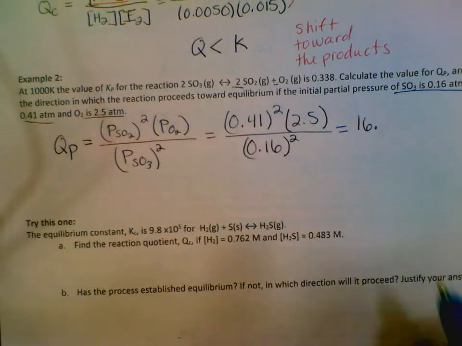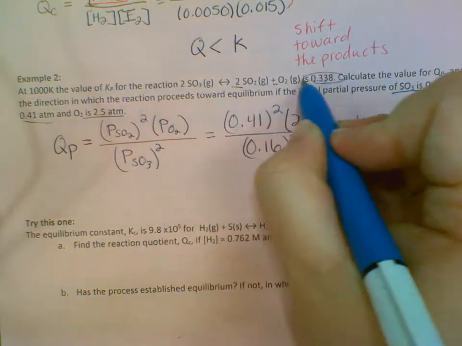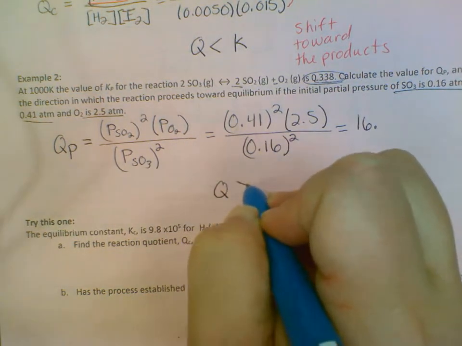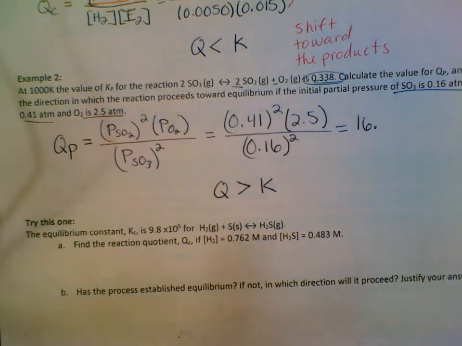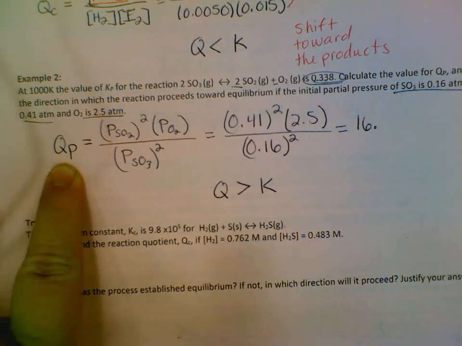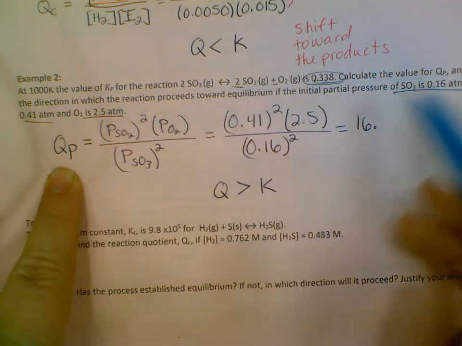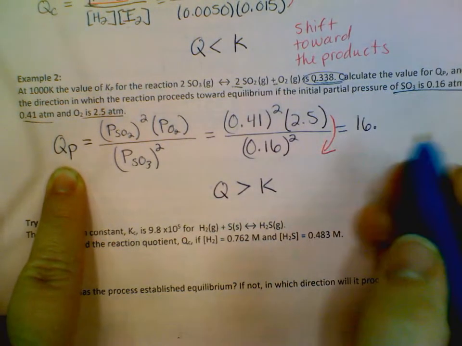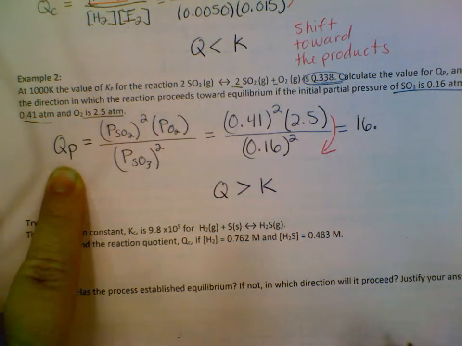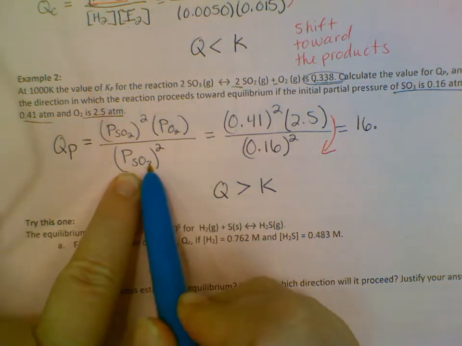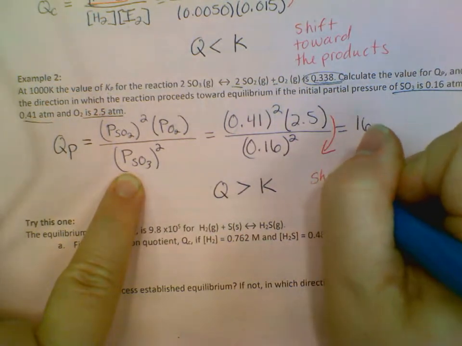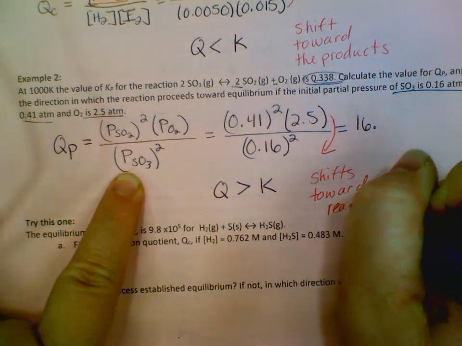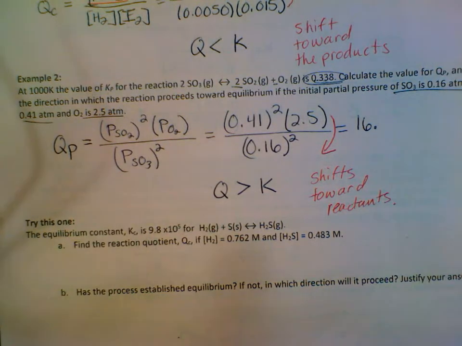So now we do our comparison. K value is 0.338. So Q, being 16, is greater than K. So our Q is too big. Our values right now are not at equilibrium because it's too big. So we have too much up here. We got to shift it to the bottom. We got to get more on the denominator so we can reduce this number. So what's on the denominator? Our reactants. So it shifts toward our reactants.